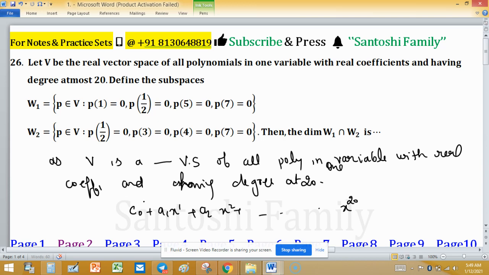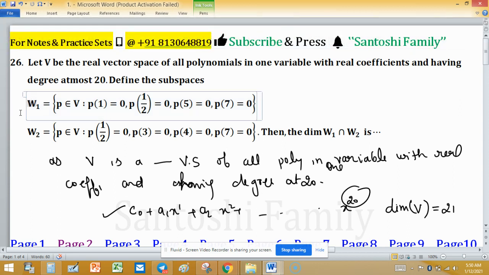If a polynomial can be represented in this format, then this polynomial should come in the vector space V, and the dimension of this vector space V is equal to the highest degree plus 1, so its dimension will be 21. So we need to find the dimension of the intersection. By the property of intersection, if any element belongs to the intersection, then it will follow the properties of W1 and W2.